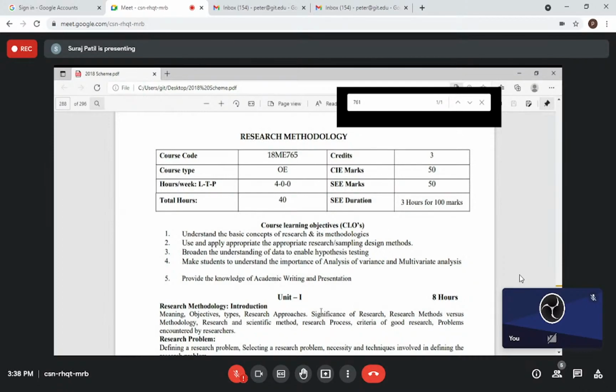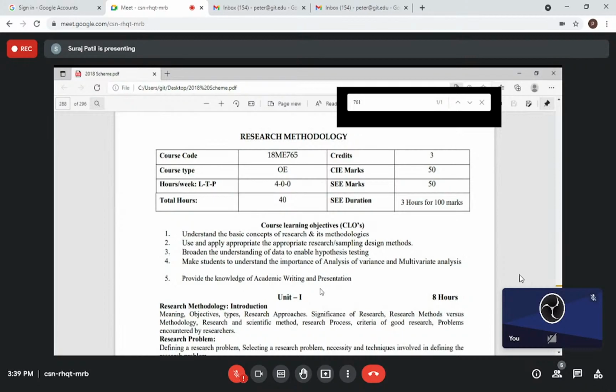This subject has 3 credits, and here you'll be learning the basic concepts of research and methodology. Research here simply refers to a systematic and scientific search for information on a particular topic. It is basically an art of investigation. Then, research approach is a plan and procedure with a detailed method of data collection, analysis, and interpretation.